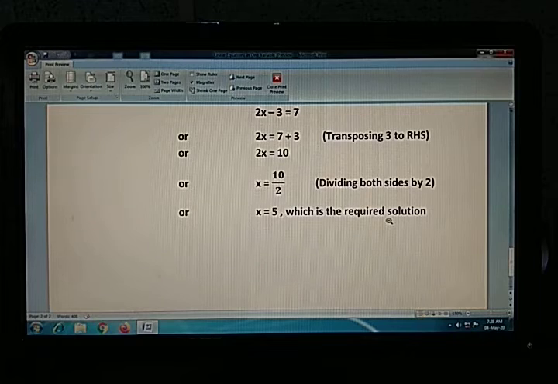So I hope you all have understood it. Please go through your textbook. This was just the introduction part. In the next class we will be discussing further in the chapter.